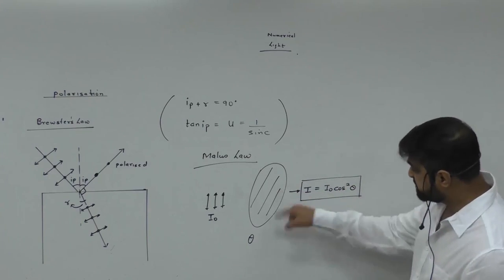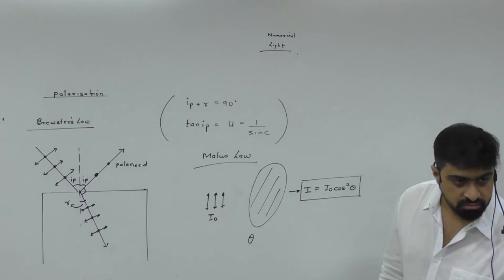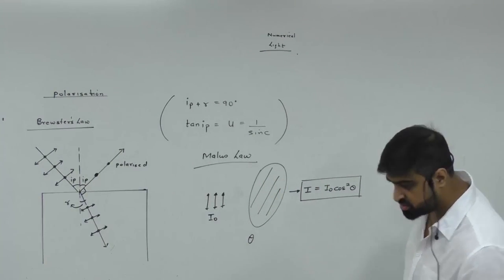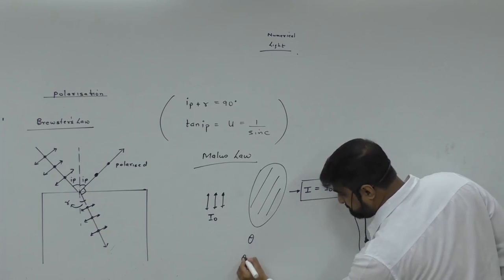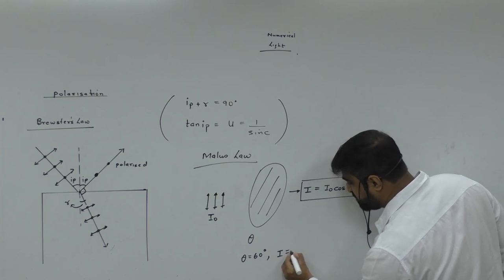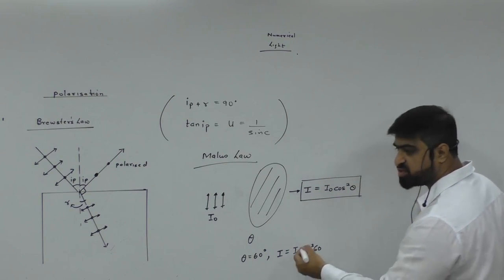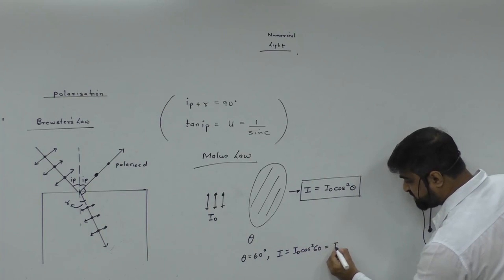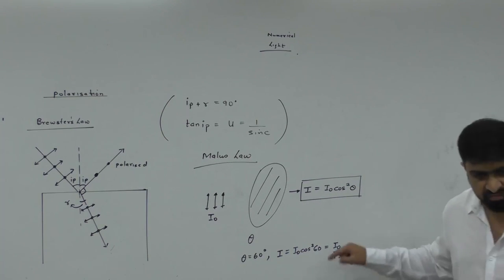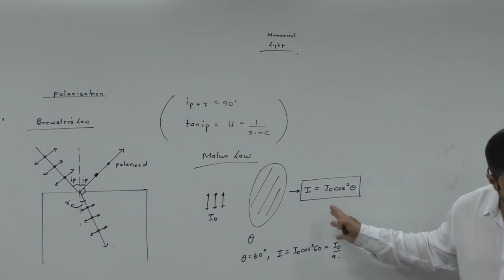That means if this theta is 60, how much intensity of light comes out? If theta is 60 and this is I naught, then the intensity of the light coming out will become I naught cos square 60. Cos 60 is half, its square is 1/4. So how much is the intensity of the light coming out? 1/4. That means 3/4 of the light is cut off and 1/4 of the intensity is allowed.